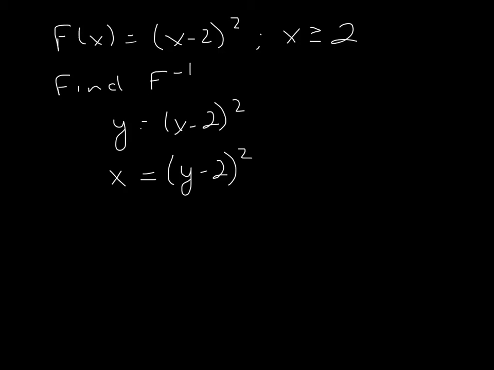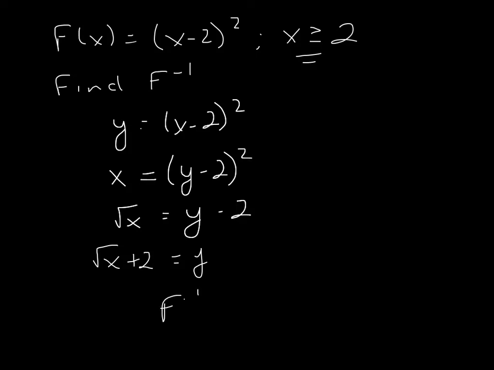So to get rid of the square, we're going to take the square root. And normally we would have a plus or minus square root. But up here we said the x's were greater than or equal to 2, so we know we're only going to use the positive root. So now to solve for y, I have the square root of x, plus 2, which tells me that f inverse of x is equal to the square root of x plus 2.